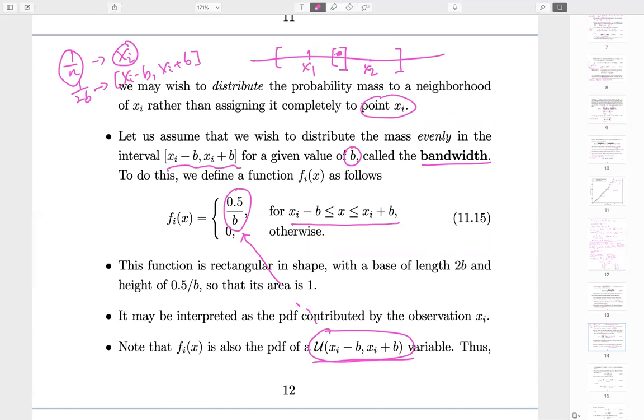It receives some shares from point x1. It also receives some shares from x2. Both points contribute to it, right? Of course, it's possible that more than two contribute, right? If you pick a relatively big bandwidth, there may be three, even 4 points contributing to a single point. That's possible, right? Okay.